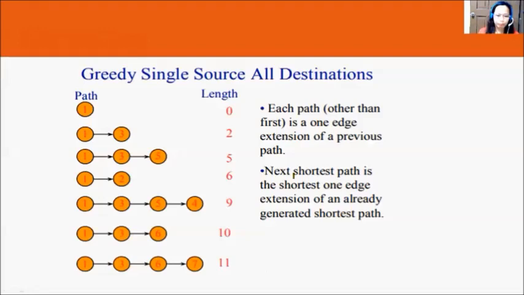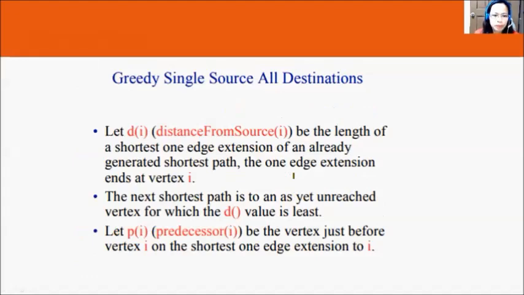Just to summarize again, this is a summary. We have the path and then we have the length. So 1, 0. Vertex 1 to 3 is 2, vertex 1 to 5 is 5, vertex 1 to 2 we have 6, and then vertex 1 to 4, we have a length of 9, and then vertex 1 to 6, we have the length of 10, and then vertex 1 to 7, we have a length of 11.